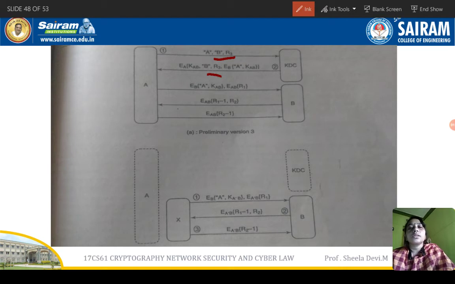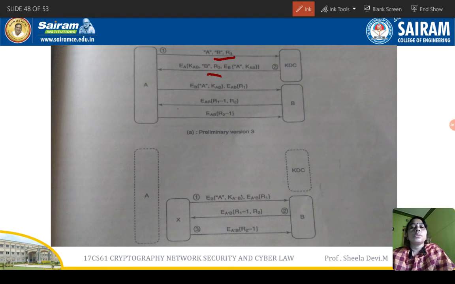Why have they added this R3? Because now A will come to know that this is the replay message for message 1 which it has sent to KDC. Now, as we have seen in version 2, nobody can use the old information or replay the same messages which were communicated between KDC and A previously.